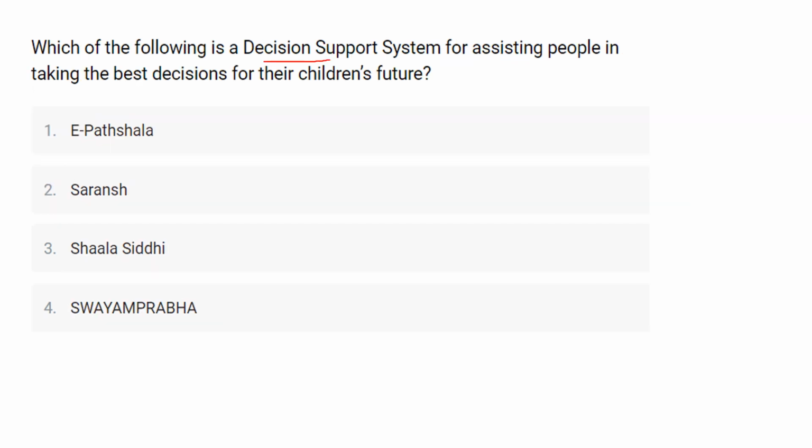Which of the following is the decision support system for assisting people in taking the best decision for their children's future? Read the question carefully and understand it first. The four options are e-Pathshala, Saransh, Shala Siddhi, and Swayam Prabha. A decision support system is an information system which helps parents in making decisions, judgments and courses of action about a situation or problem involving a lot of data.